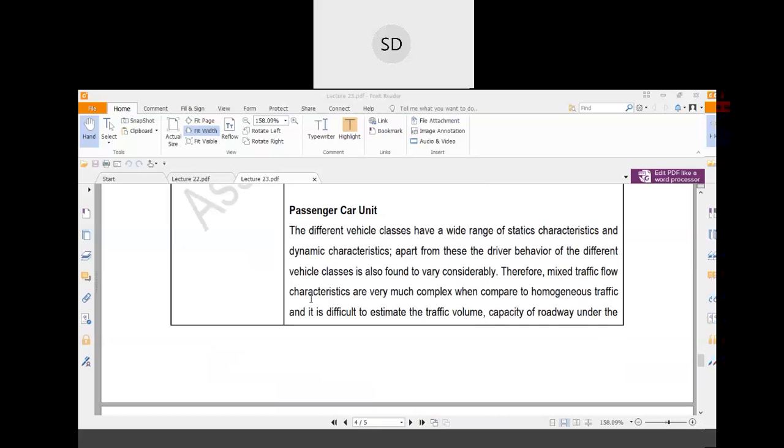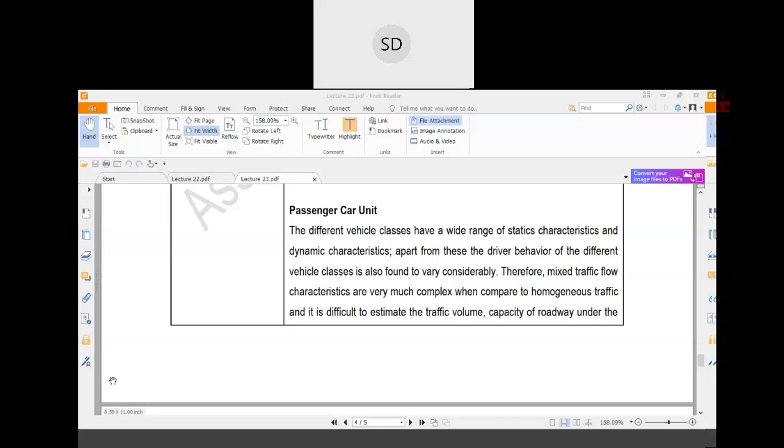Now another important factor is passenger car unit. As we have discussed, in Indian conditions there are different types of vehicles moving over the road, and these have different characteristics. So you cannot add up a number of cars with a number of buses. Suppose in a particular section of a road you have 5 cars and 10 buses, you cannot say that your total number of vehicles is 15, because these two entities are totally different.